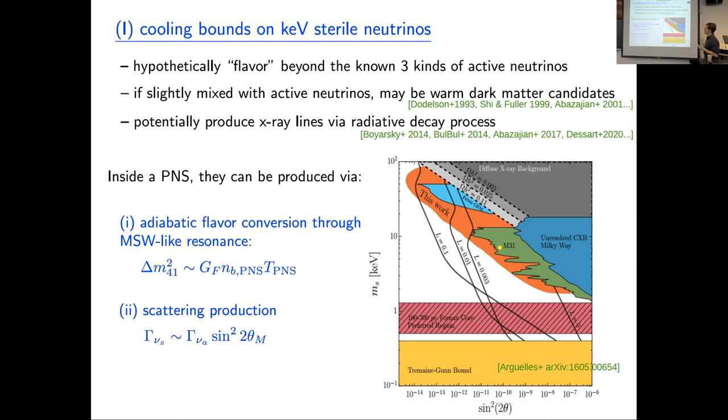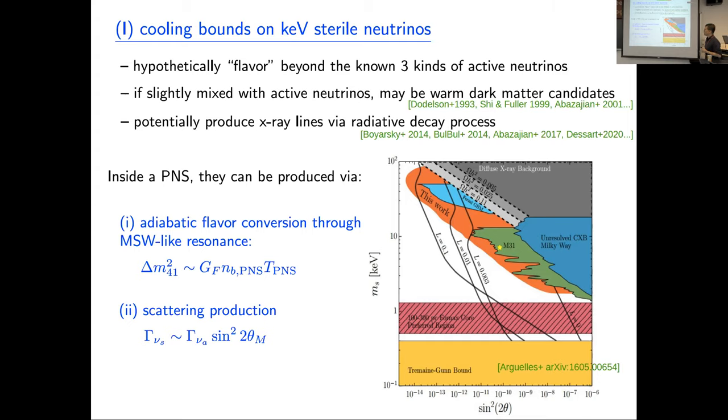And one interpretation was that it may be produced by the radiative decay of sterile neutrinos of mass roughly 7 keV, which is indicated by this yellow star shown here. And there was a mixing angle of roughly sin squared 2 theta of 10 to the minus 10. So if those kind of sterile neutrinos with roughly keV mass and the mixing angle shown in this plot exist, then they can actually be produced quite efficiently inside a proto-neutron star.